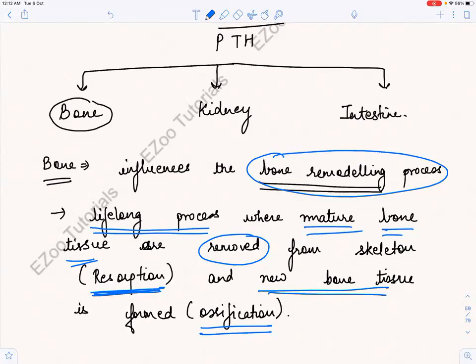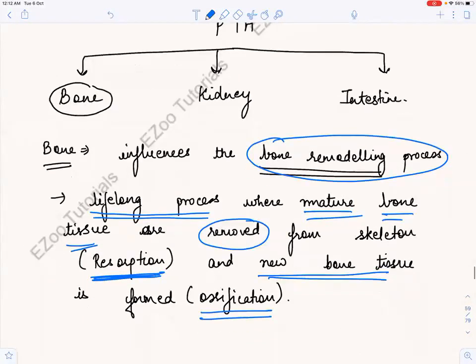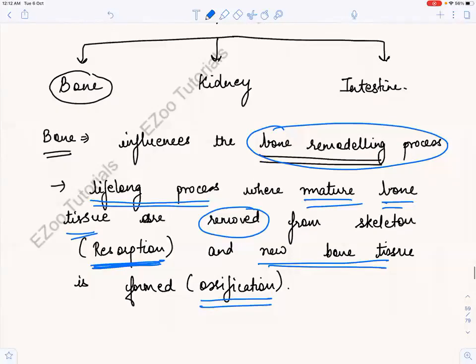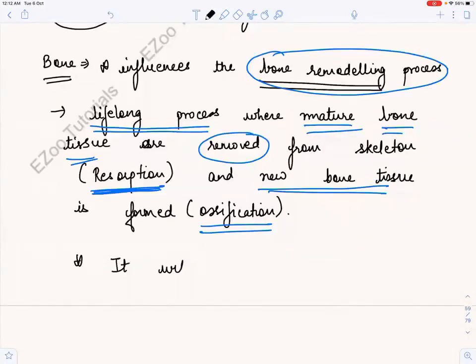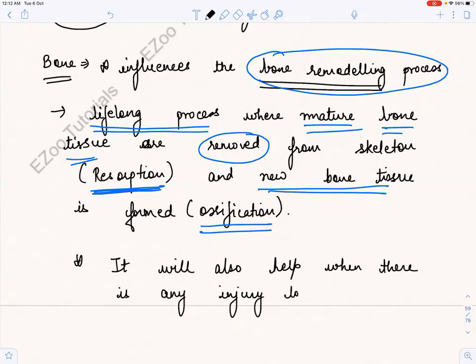And this bone remodeling process also helps where? Very easy, very logical. It will also help in injuries. Whenever there is a fracture or something, this bone remodeling process will help in new bone formation. It will also help when there is any injury to the bone, right? So now we understood that it will influence the bone remodeling process, but how will it do so?